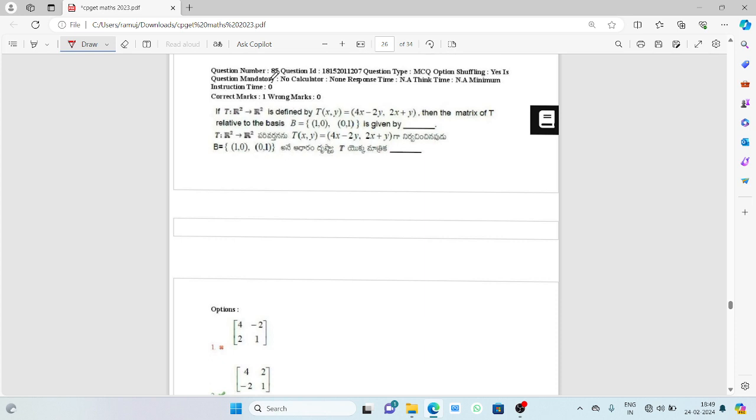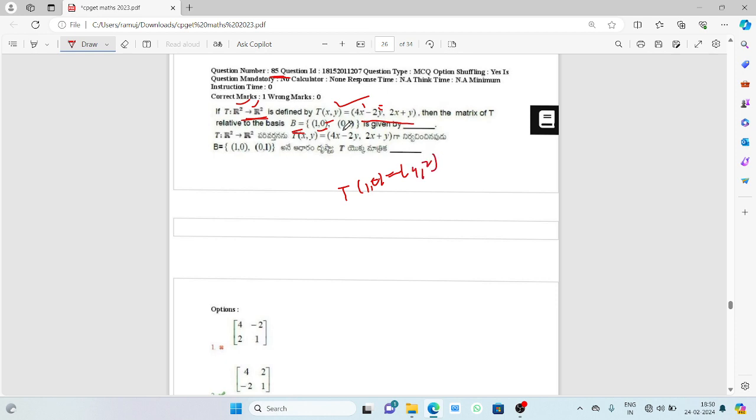And question 85: T from R square to R square is defined by T of x comma y equals 4x minus 2y, 2x plus y. Then the matrix of T. He is asking for the matrix and he provided one linear transformation here, from R square to R square, and he provided the basis also. Suppose I take the basis 1 comma 0 and substitute here: in place of x substitute 1, and in place of y substitute 0. You get 4 comma 2.